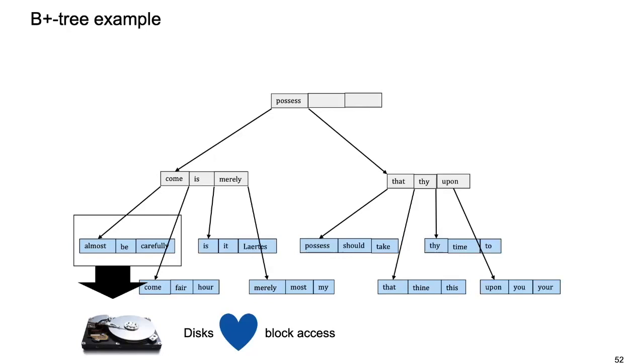So for example, if I look at the top, "possess", I know that everything on the left comes before alphabetically, and everything on the right comes after alphabetically. You can easily check that if you follow the arrows. Everything on the right is after, everything on the left is before. So that's called the B plus tree.